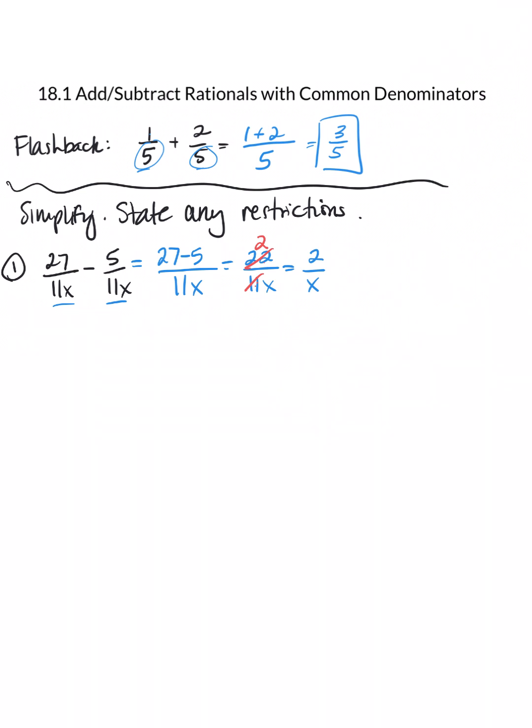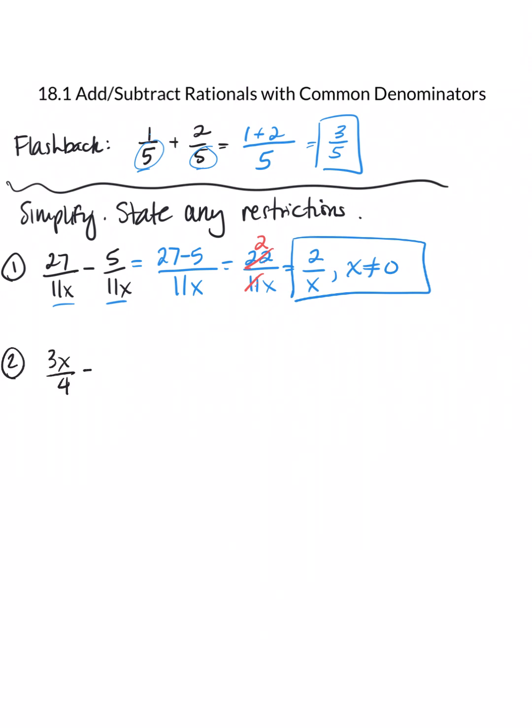So that's part of my answer, but then I have to do the restriction. What is it that x cannot equal? Well, if I look back at the original question, 11x. Remember, if I set this equal to 0 and divide by 11, x cannot be 0. So that is where the restriction lies. So here's my answer, 2 over x, with the restriction that x cannot be 0. Let's try the next one.